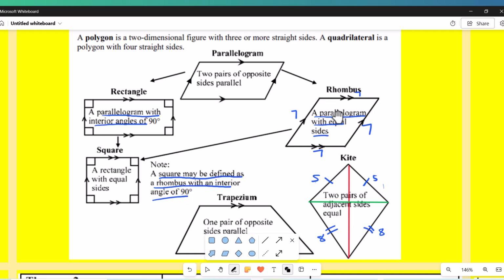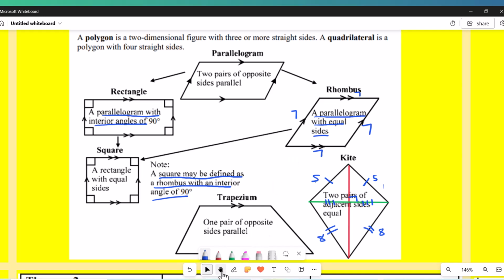Now listen carefully. With the kite, the longer diagonal always bisects the shorter diagonal. I'm saying that the longer diagonal bisects the shorter diagonal, so this side equals this side here. And we're going to see more of this. That's how we know the kite, and they also meet at 90 degrees.